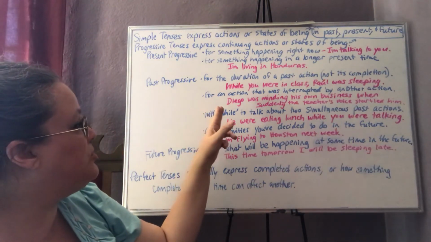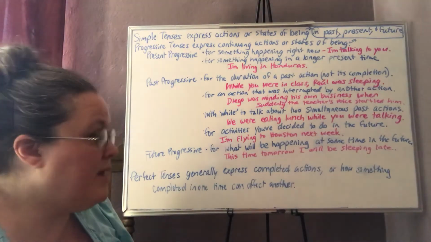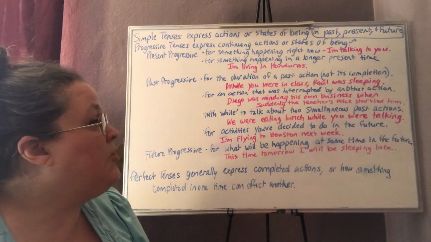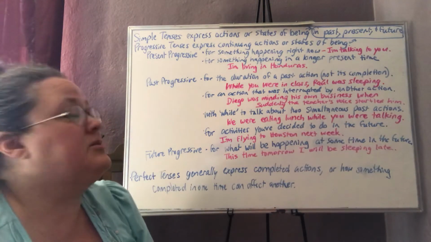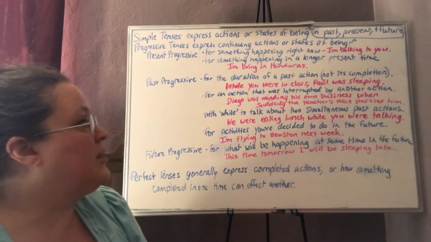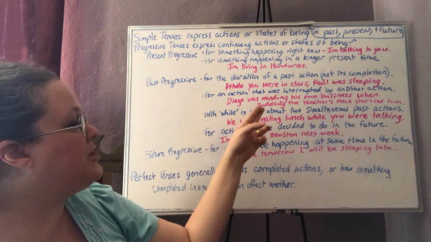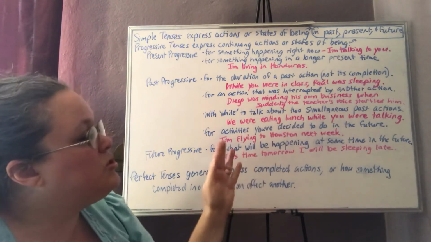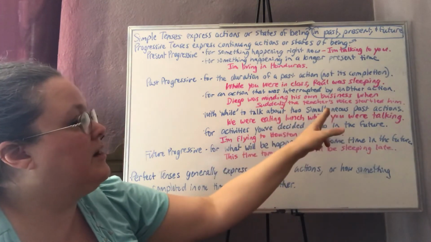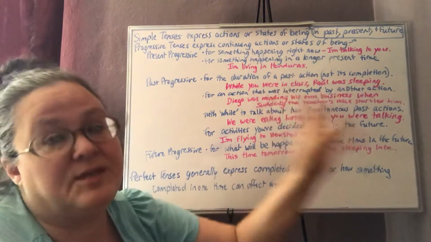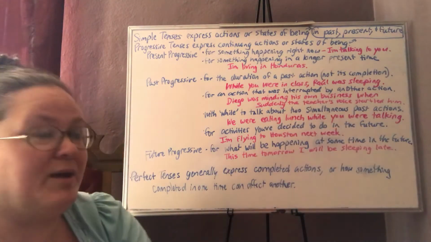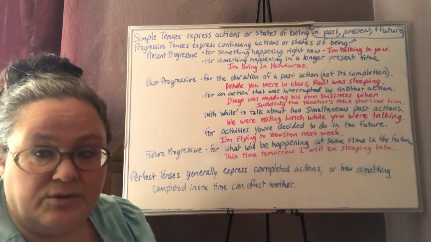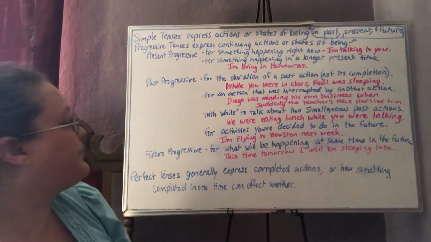Past progressive is also used for an action that was interrupted by another action. Many times this starts a story. Diego was minding his own business when suddenly the teacher's voice startled him. Okay, so his action that was interrupted is expressed with the past progressive, and then the interrupting action is expressed with the past tense, simple past tense. Simple past tense, of course, is just to express something that happened once at one time in the past.